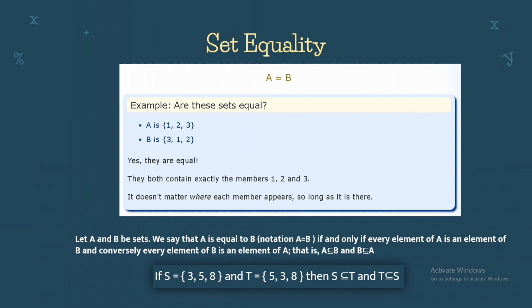Then, meron pa dito tayong example. A has an element of 1, 2, 3, and B also contains an element of 3, 1, 2. And yes, they are equal kasi they both contain exactly the members of 1, 2, 3. So, exactly the members. So, ibig sabihin, kung ano yung elements na meron sa set A, meron din sa set B, and then, parehas talaga sila. So, it doesn't matter where each member appears so long as it is there. So, ayun nga, kahit hindi parehas yung arrangement or order nila, but still, it is considered as set equality, which is A is equals to B.